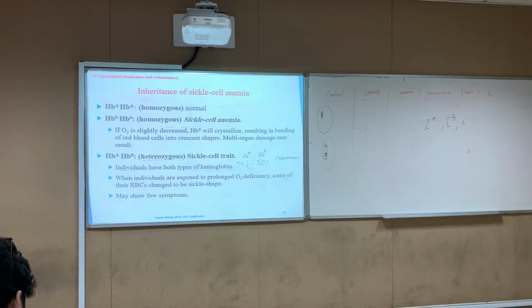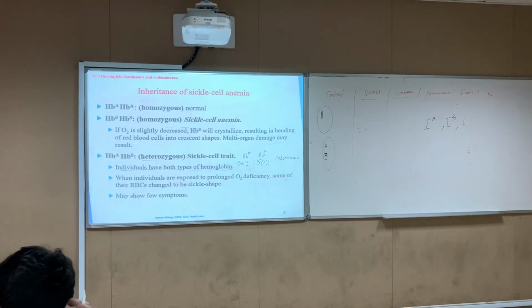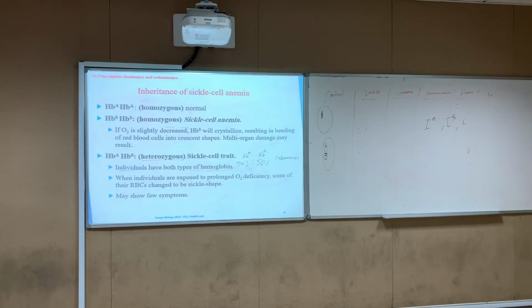But people with this sort of trait have to be careful not to go hiking on Mount Everest or somewhere with low oxygen. It's very cold. I know some people turn bluish, purple, because of low oxygen. That means there's less oxygen in the tissue.